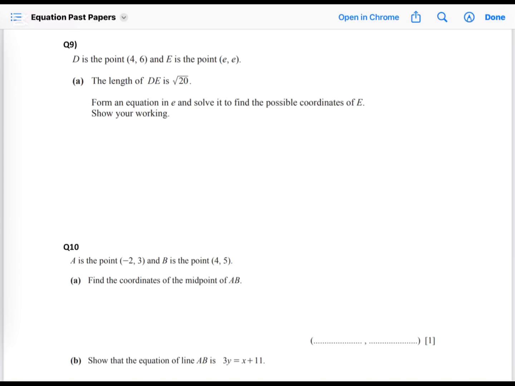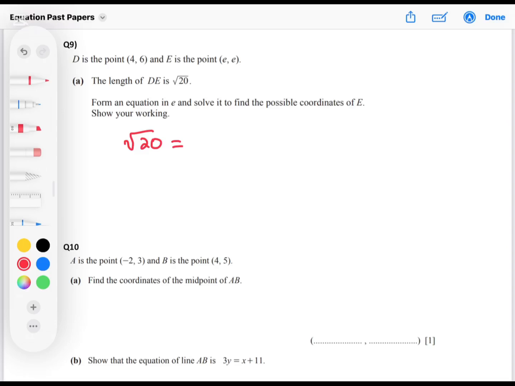The length of DE is 20, so we will apply the distance formula. The formula is the square root of (x2 minus x1) squared plus (y2 minus y1) squared. So we will apply this.